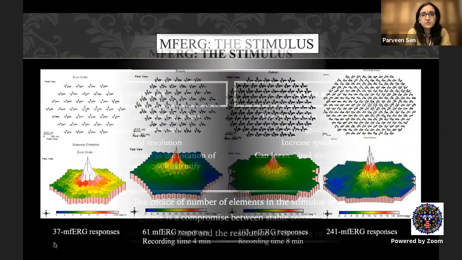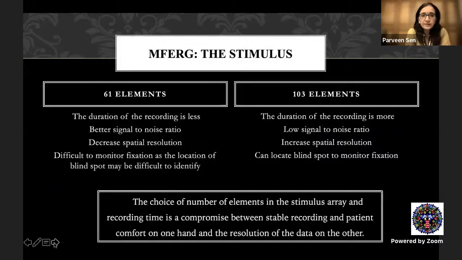So what is the difference between these? Just to give you an example, between a 61 and a 103 element response, the duration time for a 61 element is much less. For 103, the patient has to cooperate for a longer period of time since the recording time becomes more. But 61 hexagon gives you a better signal to noise ratio because the amplitude from 61 elements is larger, as the hexagons are larger. But with the 103 element, because the amplitudes are smaller, there is a low signal to noise ratio, and easily, if your impedance is not good, it can interfere with the response.